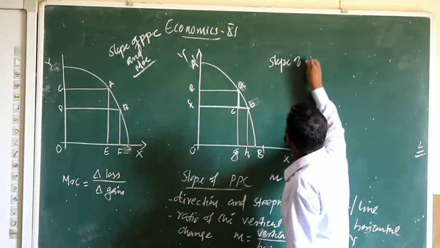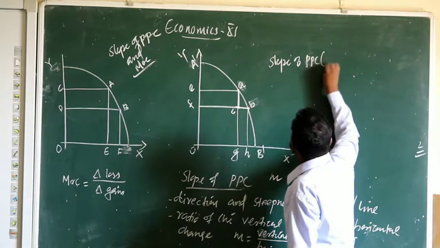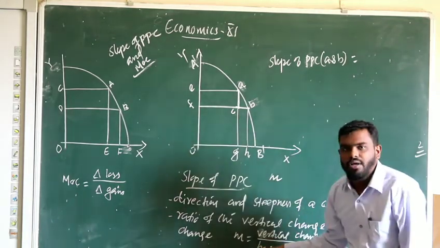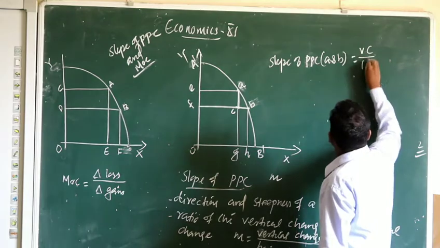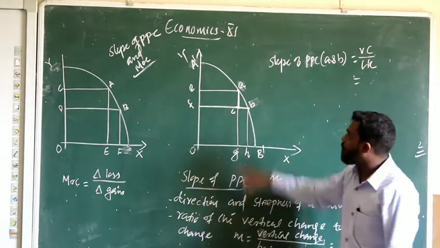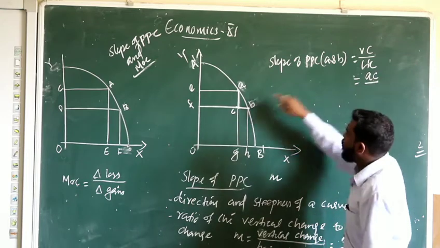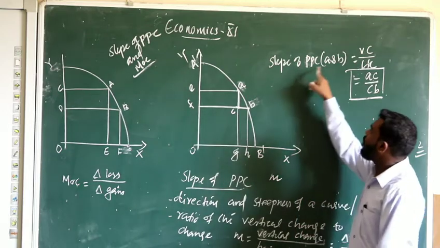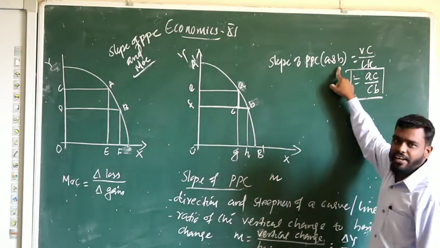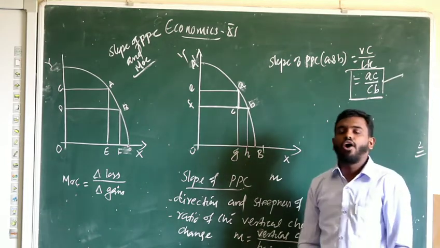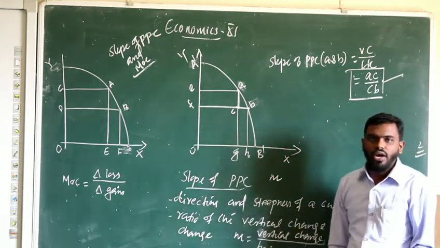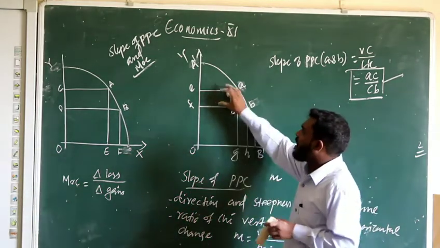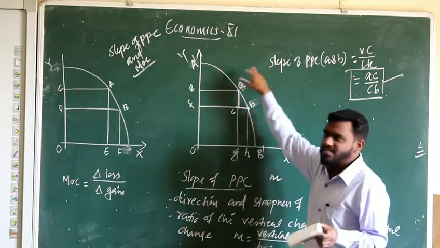So slope of PPC in between A and B is equal to, what is the formula of slope? That is vertical change upon horizontal change, that is equal to AC upon CB. So slope of production possibility curve in between A and B is equal to AC upon CB. Okay, now our next question is how we can find marginal opportunity cost from this diagram.